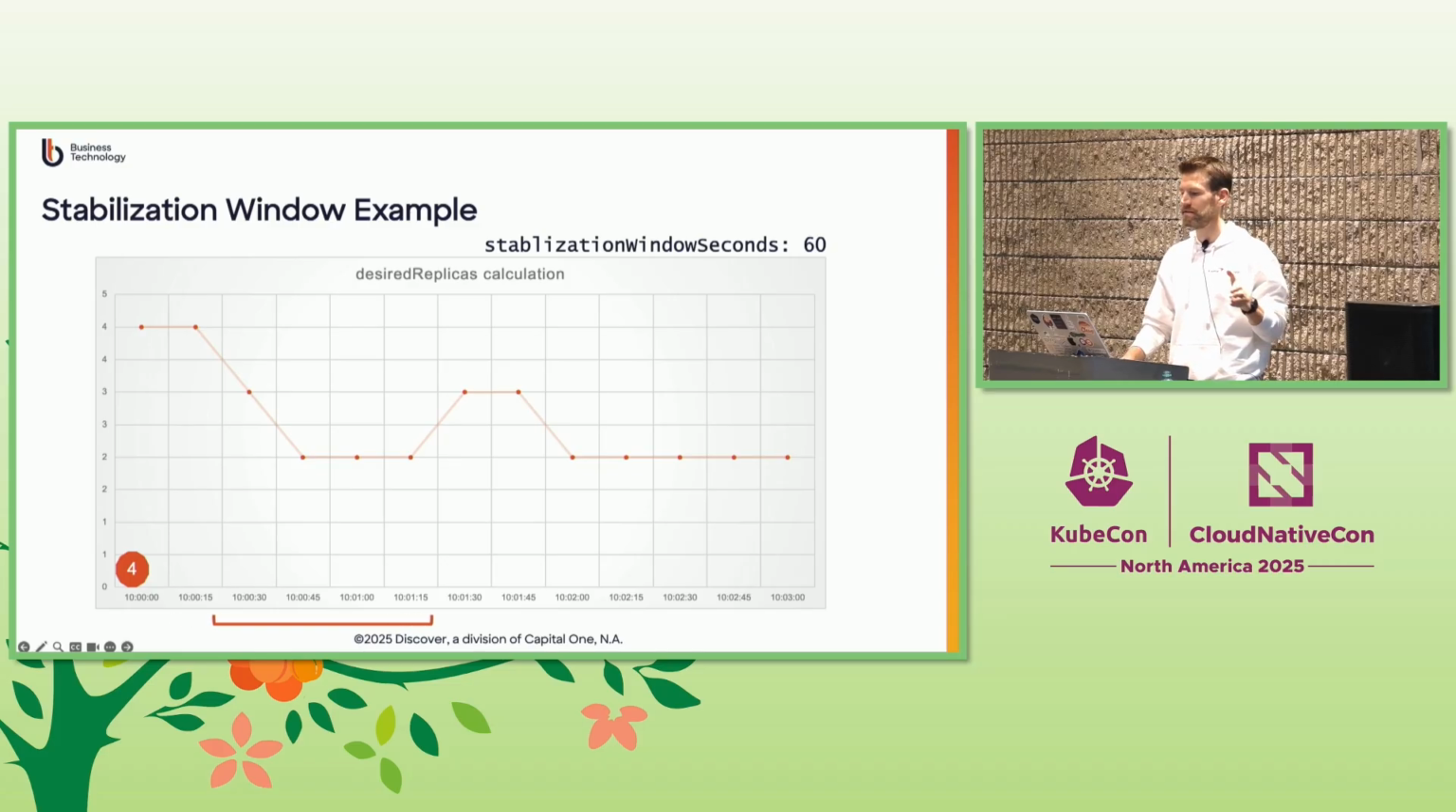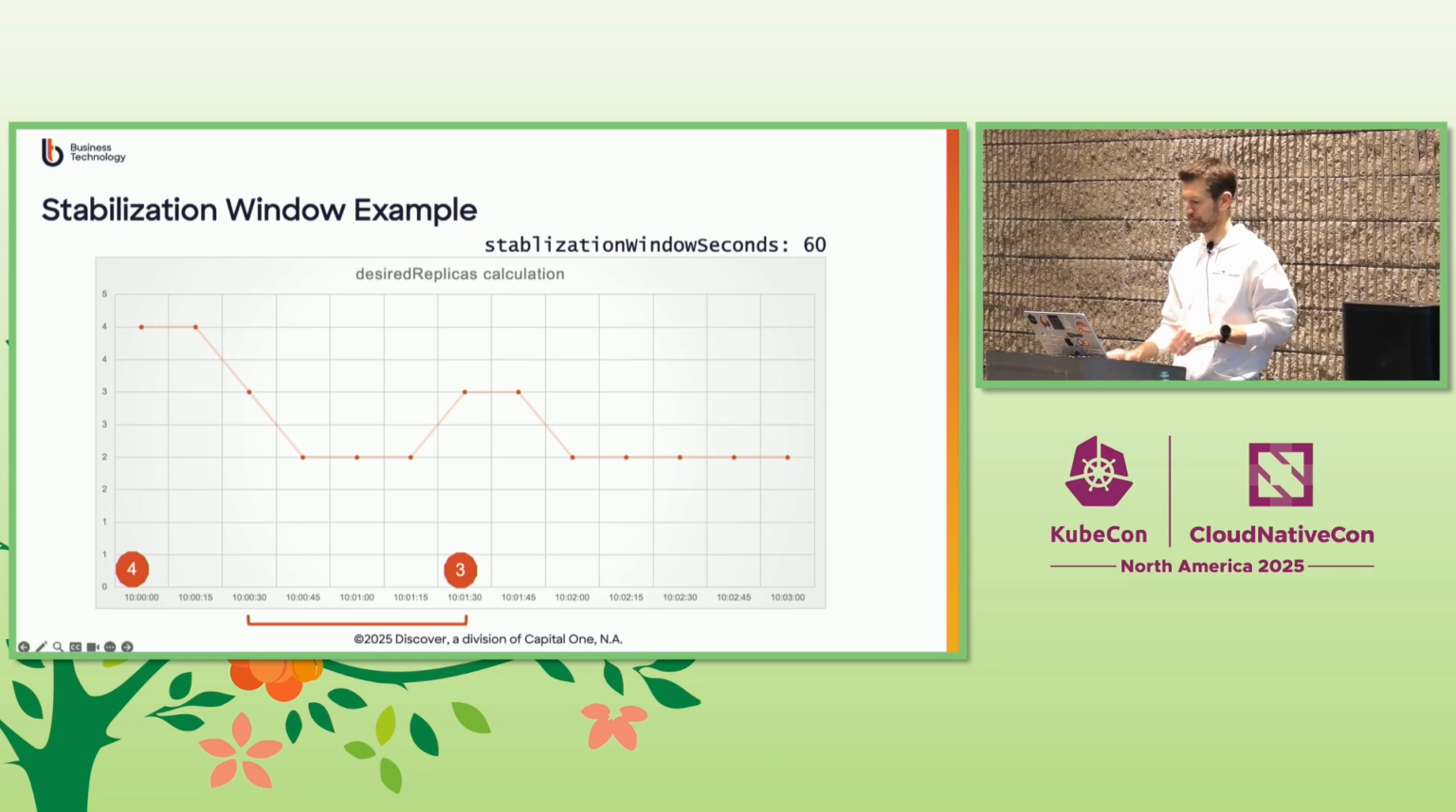So as I move the sliding scale over, you can see once I get to 10:01 and 30 seconds, now in that sliding window, my highest value is 3. Now as I move along, as you can see, there's still 3 as the highest value of desired replicas. And then once I get to 10:03, now is when I would scale down to 2.